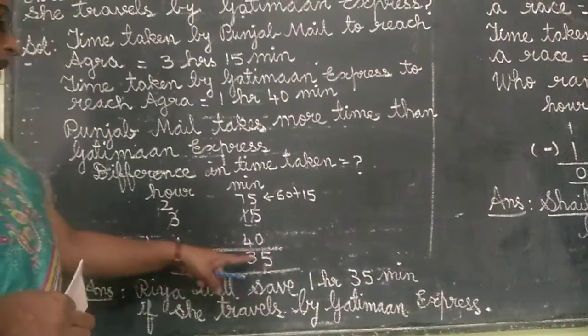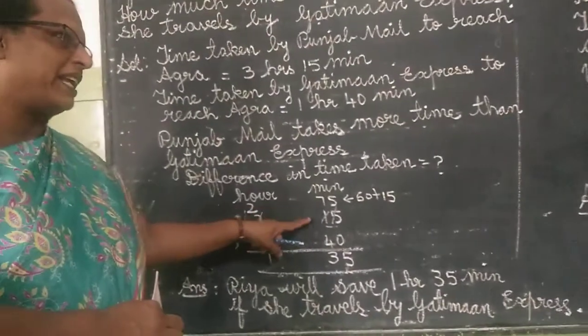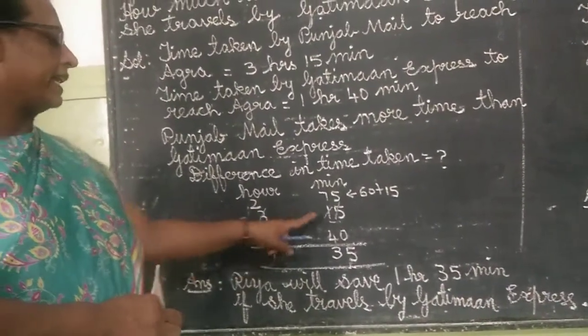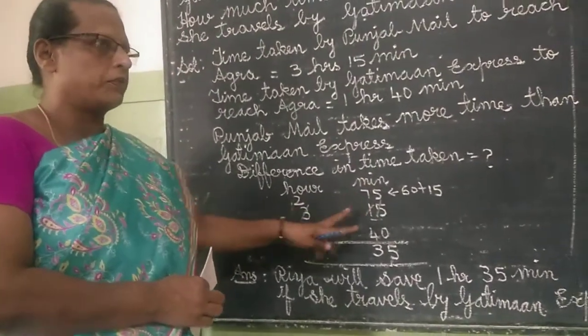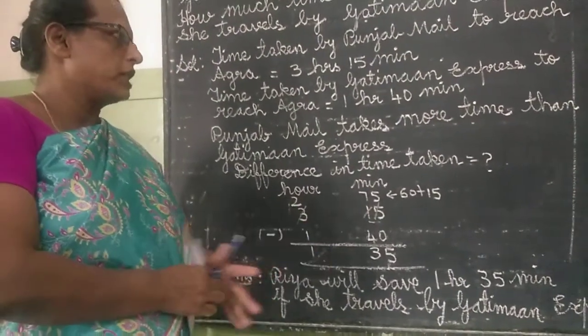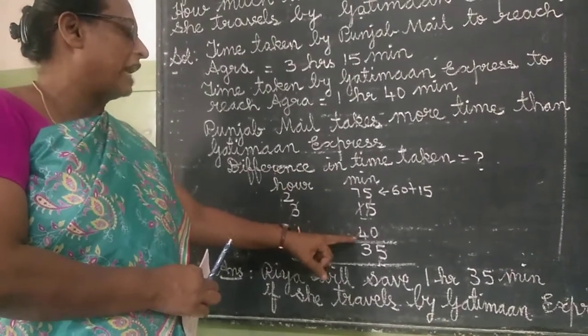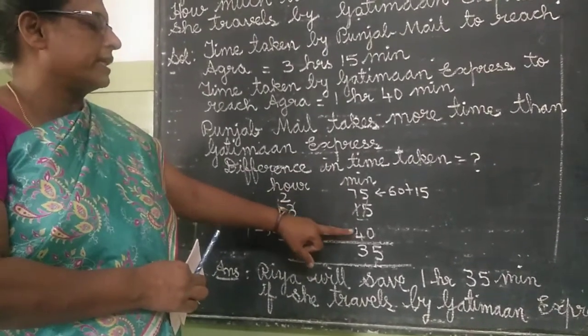Okay, children? While doing the subtraction, you have to be very careful, children. You can't directly put this 15 and this 0, and subtract like that. Okay, children? So while doing the sum, you have to be careful whether the lower number is small.